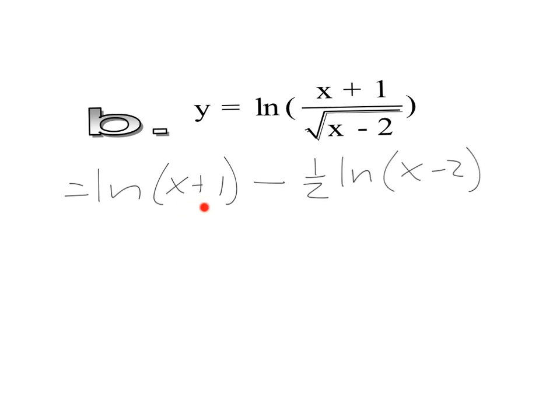Okay, even though this looks like chain rule, and it is technically chain rule, the derivative of what's on the inside is super simple. Think about it. Derivative of x is just 1. Derivative of 1 is 0, so I don't really have to concern myself with chain rule here because it's just a 1. Same here. It's just 1 minus 0, so I don't have to worry about that. So the derivative is 1 over x plus 1 minus 1 over 2 times x minus 2.